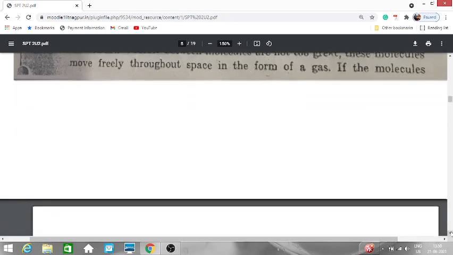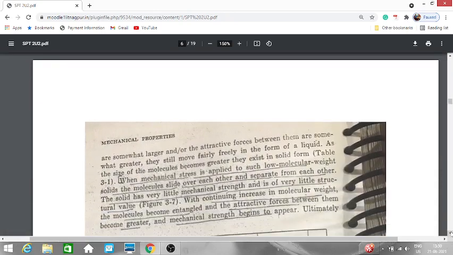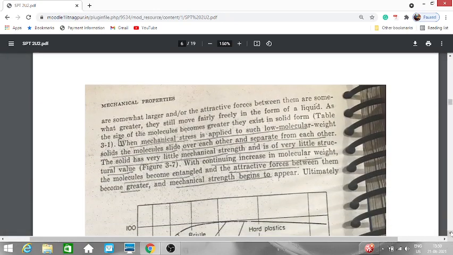If the molecules are somewhat larger and the attractive forces between them are somewhat greater, they still move fairly freely in the form of liquid. And as the size of molecules becomes greater, they exist in solid form. So when mechanical stress is applied to such a low molecular weight solid, the molecules slide over each other and separate from each other. The solid has very little mechanical strength and is of very little structural value.